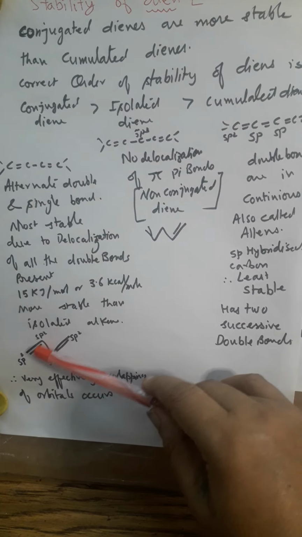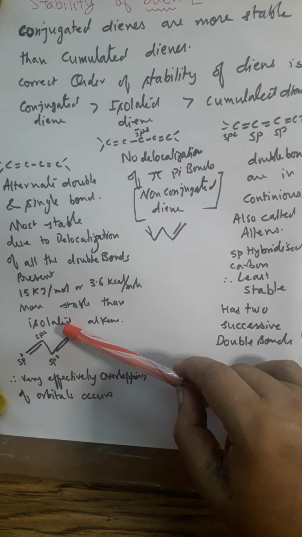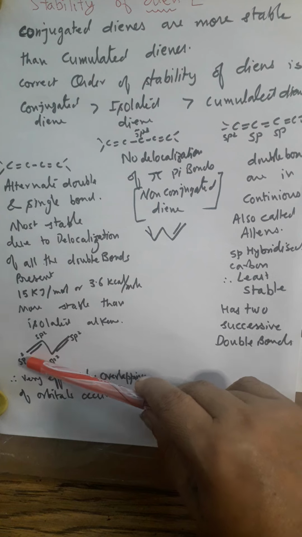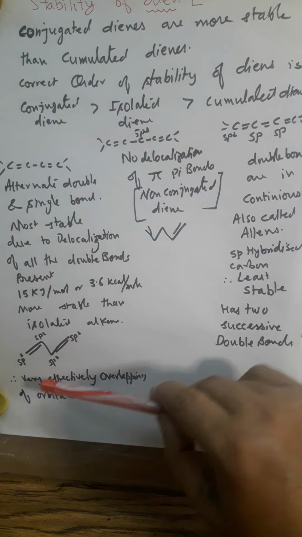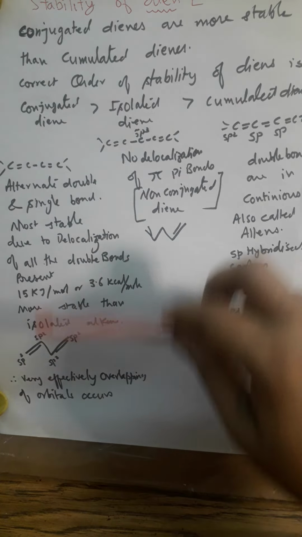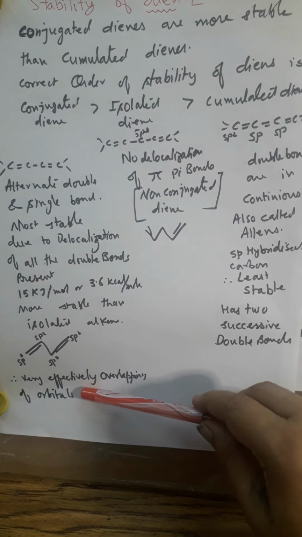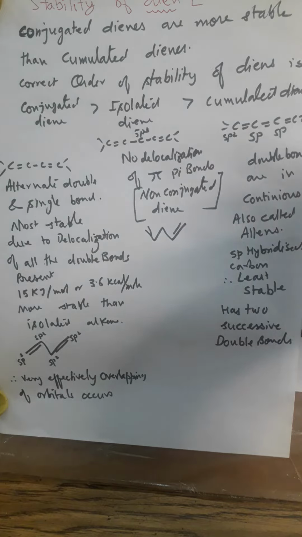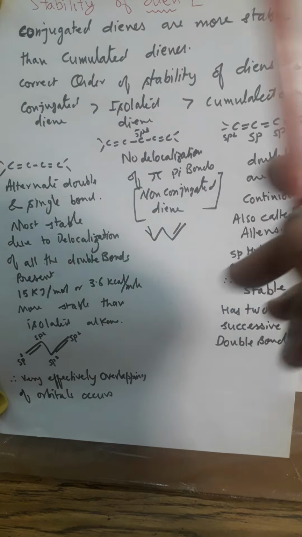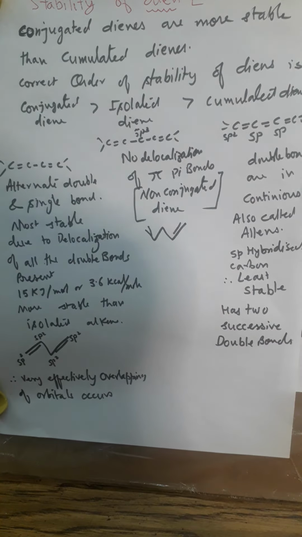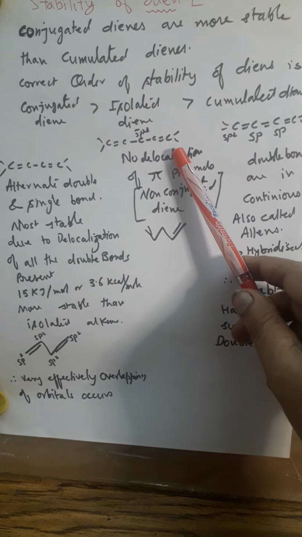See here, I have made this structure. So there is conjugation here. This is sp2, this is sp2, this is sp2, and this is also sp2. Very effective overlapping occurs there. That is why it is highly stable. So when we go for diene preparation, we will think about whether cumulated diene, conjugated diene, or isolated diene will be formed.